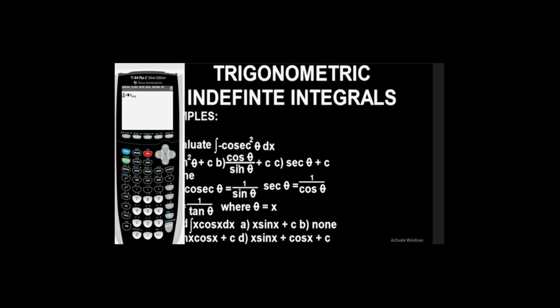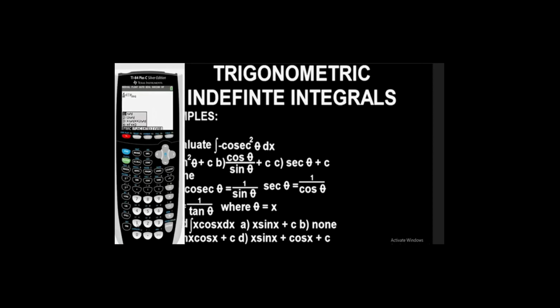Alright, so let's check option B. We have cos theta over sine theta. Let's check whether if we differentiate it, it will give us minus 1.209. So it's in fraction. To get the fraction button, press alpha and this trace button. So we press the y equals button.